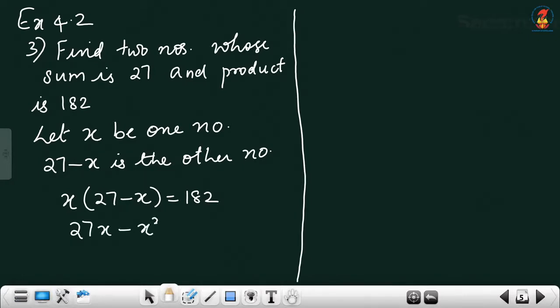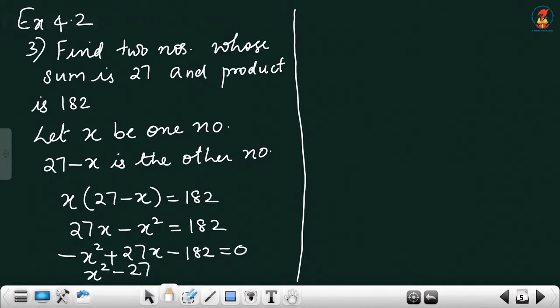27x minus x square is equal to 182. So minus x square plus 27x minus 182 equal to 0. Standard form means this first term should be positive. So what we are going to do is dividing or multiplying throughout by negative sign. So it is x square minus 27x plus 182 equal to 0.